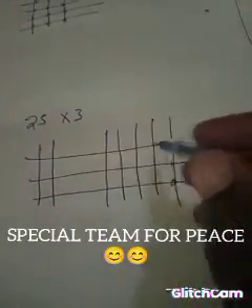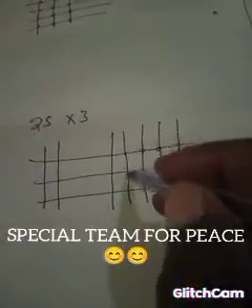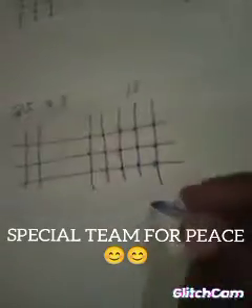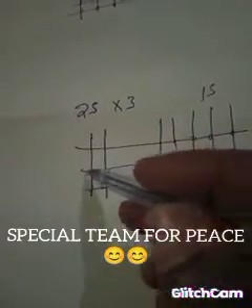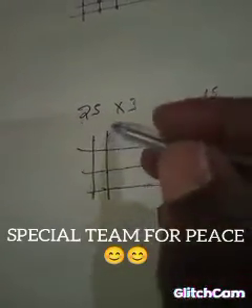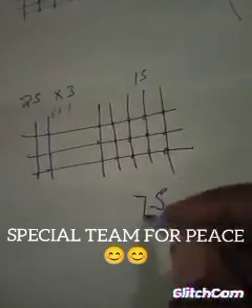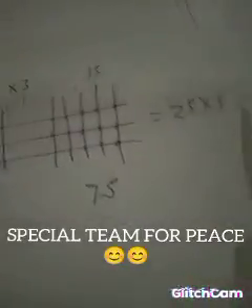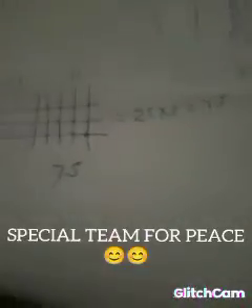We have 15. Write 5, carry 1. On this side, we have 6, so 6 plus the 1 we carried becomes 7, which gives 75. So therefore, 25 multiplied by 3 gives you 75.